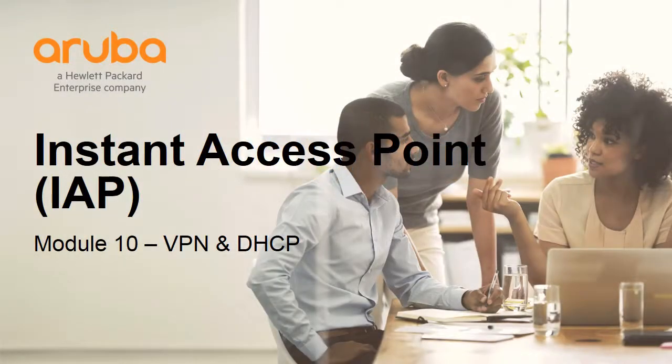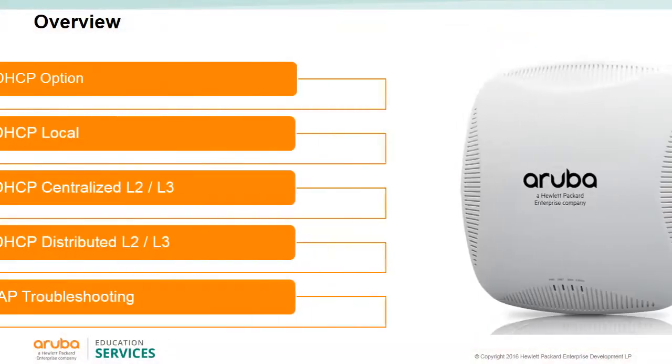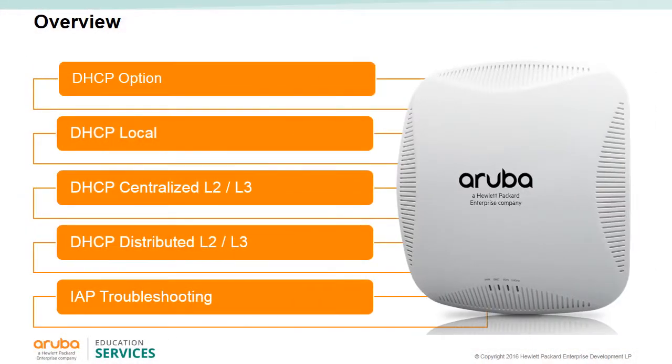Instant AP with VPN and DHCP. In this module, we'll look at the DHCP options. We'll explain DHCP Local, DHCP Centralized, either L2 or L3. We'll look at DHCP Distributed, L2 or L3, and we'll do some troubleshooting.